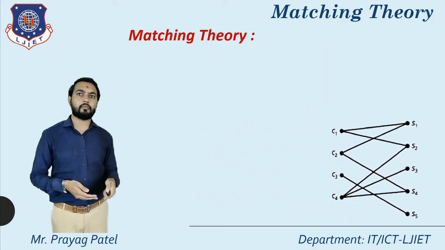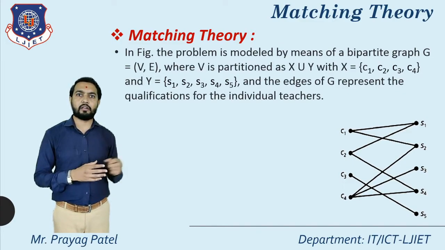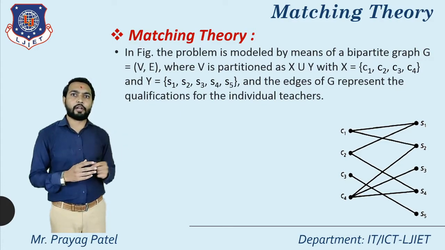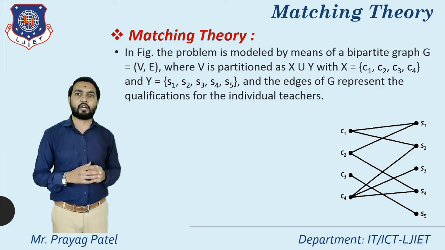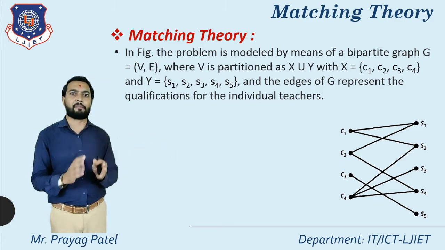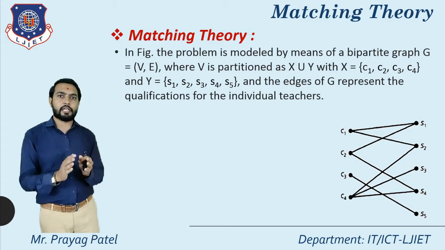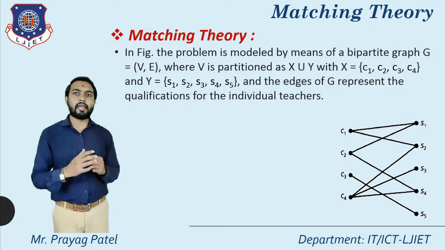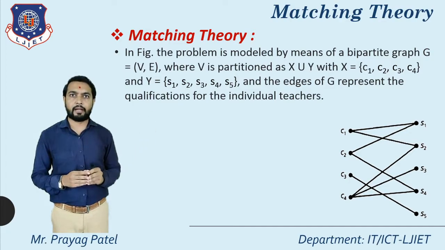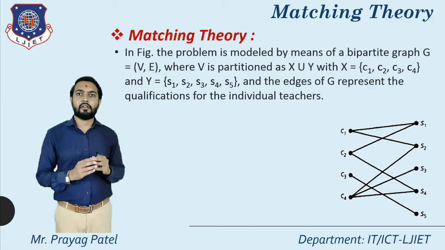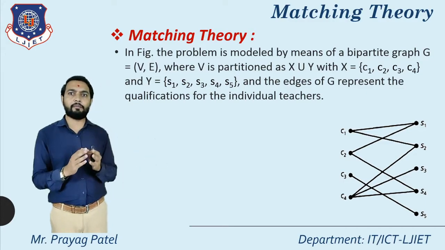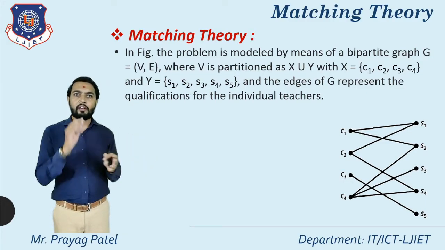Now in matching, according to this figure, the problem is modeled by means of a bipartite graph G equal to (V, E). This graph is considered a bipartite graph because here there are two sets, C and S, where V is partitioned as X union Y, with X equal to C1, C2, C3, C4 and Y equal to S1, S2, S3, S4, S5. And the edges of G represent the relation between the two sets. Here the qualification of each teacher is given as the relation.